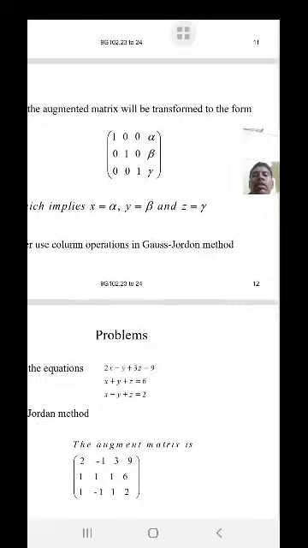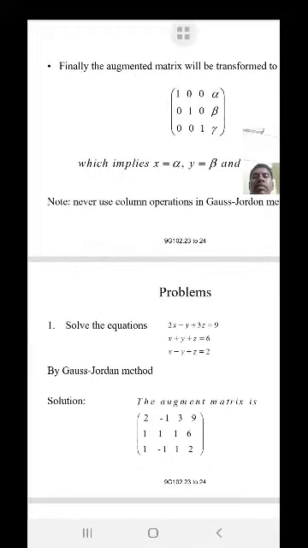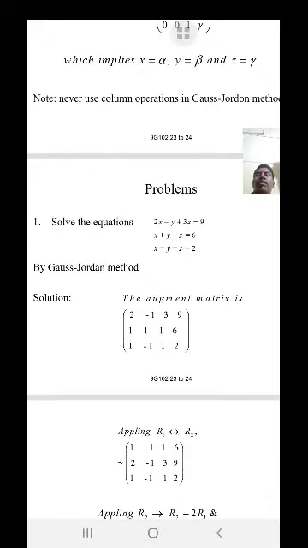Note: never use column operations in the Gauss-Jordan method, because if we use columns, we are mixing x and y, so that is not a proper solution. Because we are solving equations, in the previous class, the 10th class, we learned by removing x or y or z. If two equations are there, we either cancel the x or cancel the y by adding or subtracting.